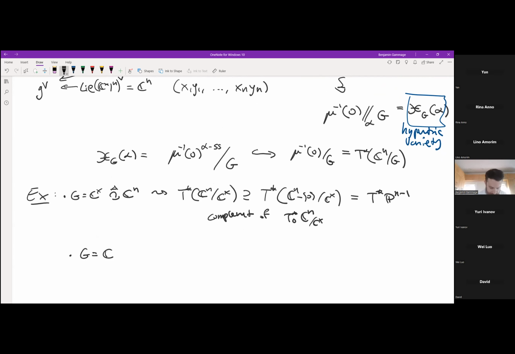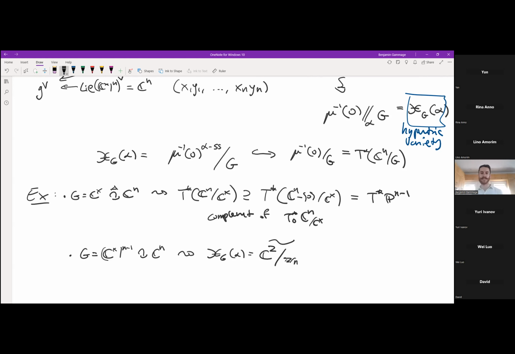Maybe I ought to say that if I take G to be C star to the N minus one, which is inside of C star to the N, so it's like the kernel of the multiplication map that multiplies all the coordinates on C star to the N, so this thing acts on C to the N. And in this case, the variety I'm going to get, my X_G of alpha, is going to be a resolution of the A_N singularity, C^2 mod Z mod N minus one, if I've gotten my numbers right, which I don't guarantee that I have. If N is two, then I should have gotten... so maybe it's just N here, sorry. There we go.